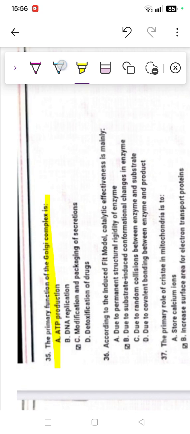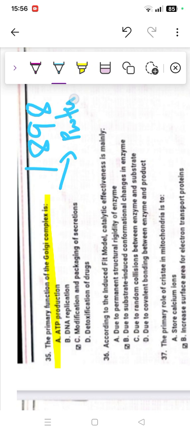The Golgi complex is simply an organelle in the cell, which is very important. It was given by a scientist called Camillo Golgi in 1898. Its function is to modify, package secretions and to transport. For suppose the ribosome has made protein, right? Because ribosomes are called protein synthesis, the protein factory. They have made it, now the transportation work would be for the Golgi complex. So the right option here is C, which is modification.